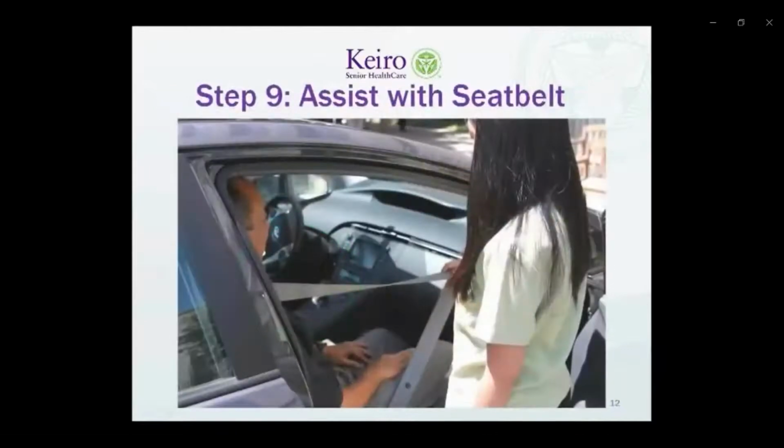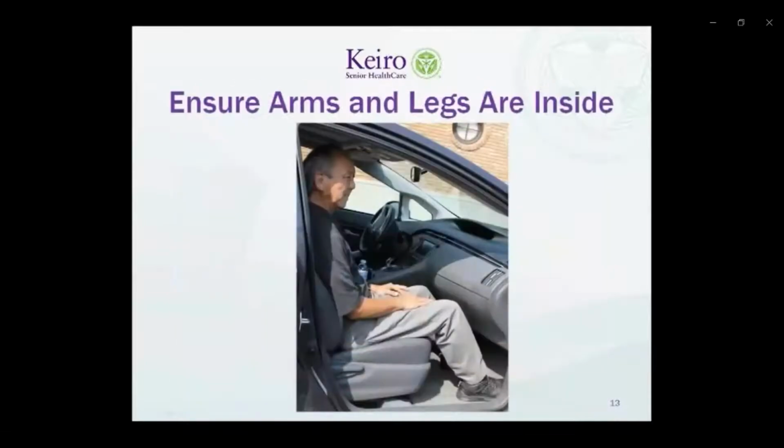Step 9. Once the care recipient is comfortable, be sure that their seatbelt is buckled. They may be able to perform this task, or you may need to assist them. Once their seatbelt is fastened, make sure that the care recipient's hands, arms, and legs are inside the car and close the door. After you fold the wheelchair and place it in the trunk along with the footrest, you're ready to go.